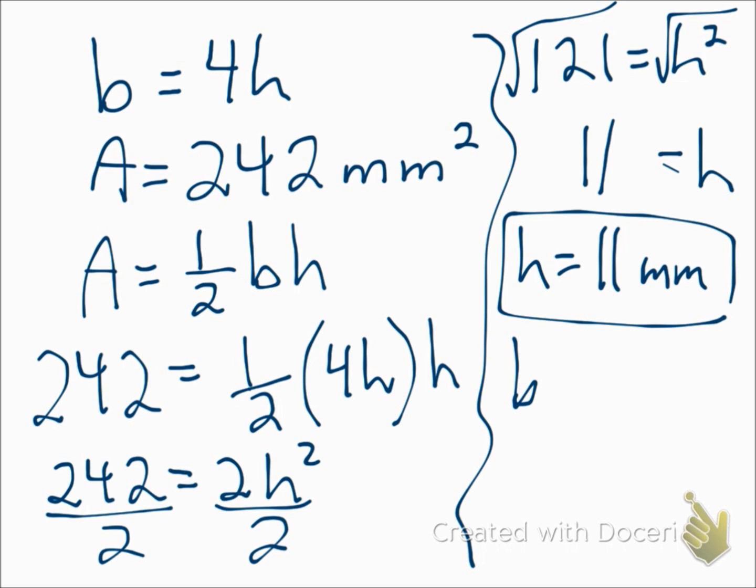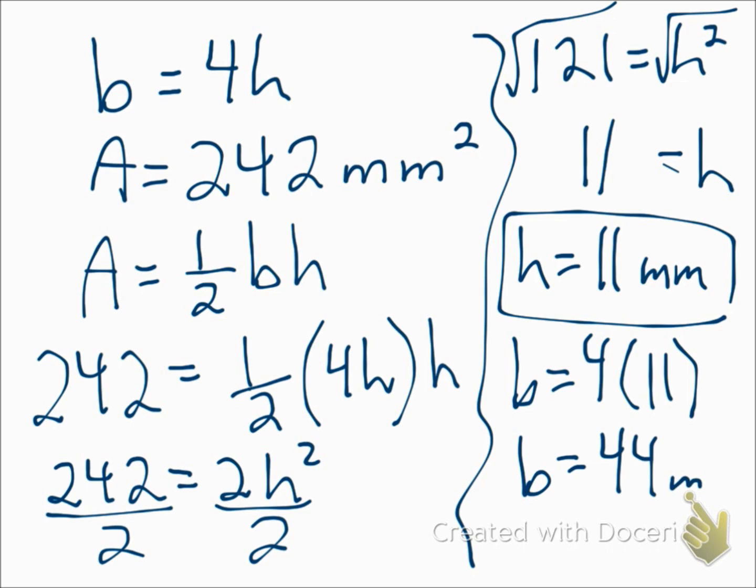The base is 4 times that, because the base is 4 times the height, so 4 times 11 is 44 millimeters. So watch for those situations where they give you the area and they ask you to find one of the other variables. Substitute in the area for A and find the variable you're missing.